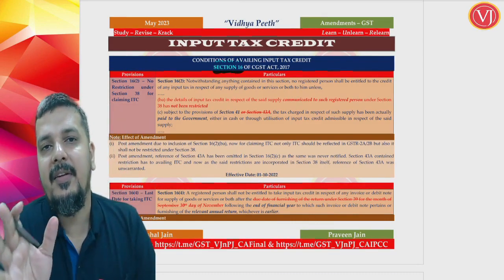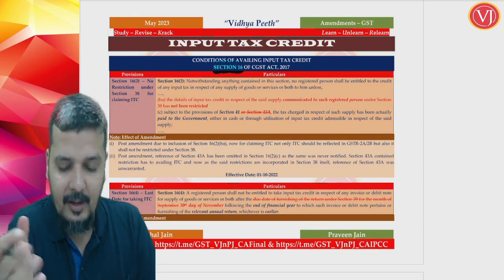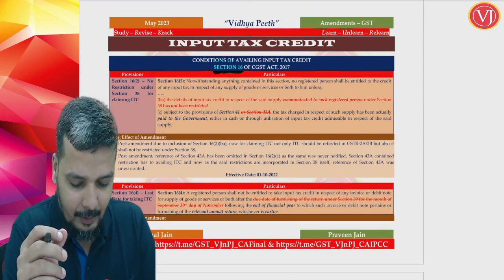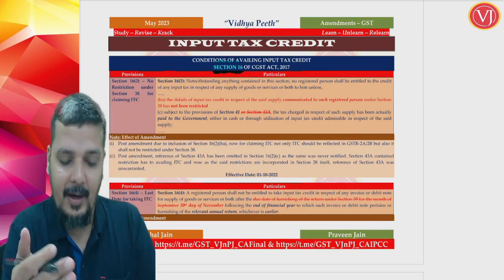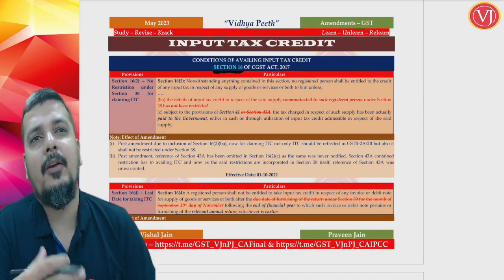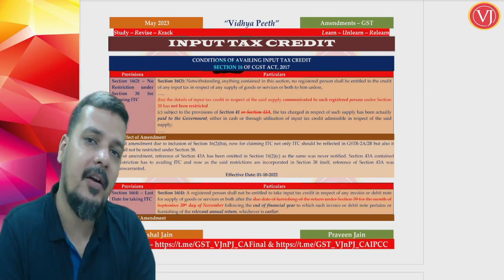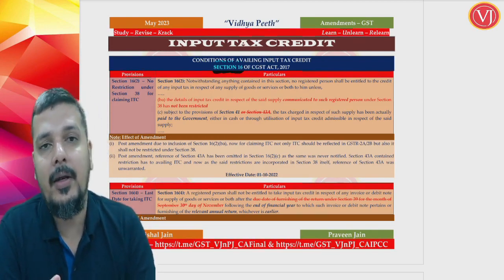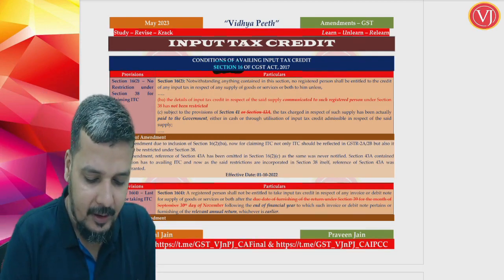Now, Section 16 is a basic section which talks about conditions for claiming input tax credit. There are already a lot of conditions for taking input tax credit. To put it in total terms, after the amendments, the total number of conditions for taking input tax credit is 12. Previously there were 11, now it is 12. Now, what is the new condition that has been added?